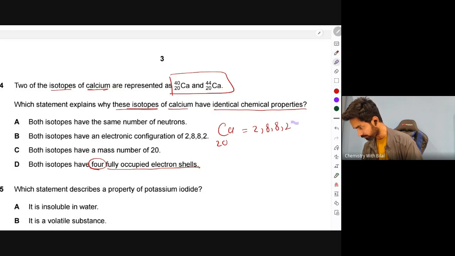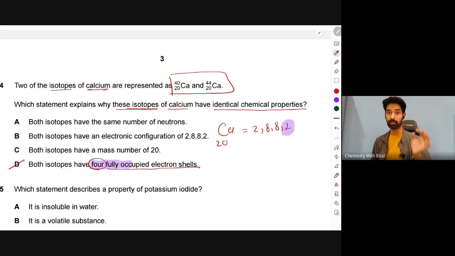Do you think the last shell is fully filled? It says 4 fully filled. This is incorrect. It does contain 4 occupied shells of electrons, but not all 4 are fully filled. The 4th one is not a complete shell.